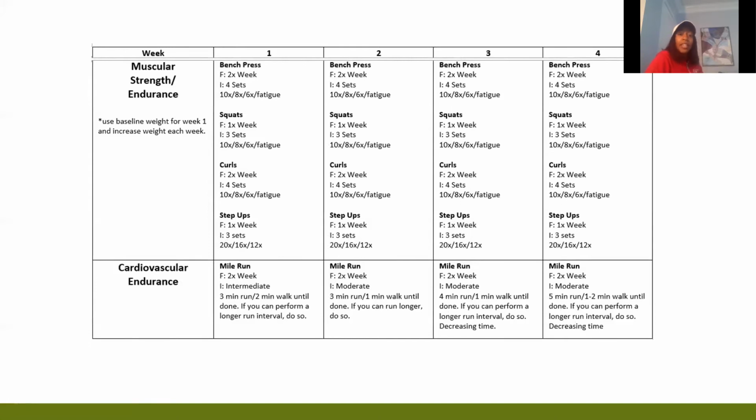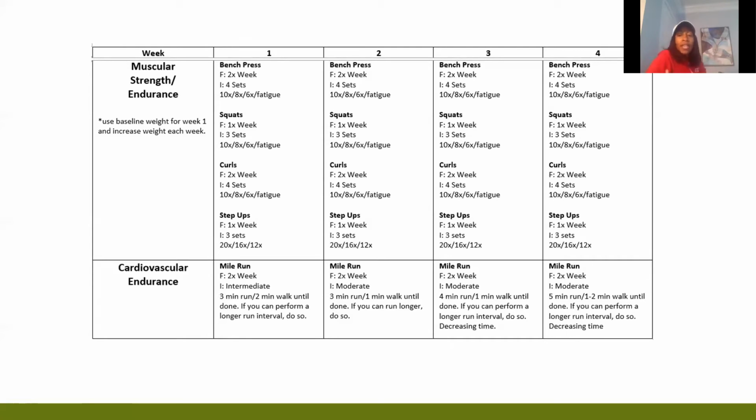You can actually increase the frequency. Some of these drop down to 1, like squats, a lower body exercise. You have to watch out because you don't want to overwork those muscles. Cardiovascular endurance. We have a mile run, which is frequency 2 times a week. We actually should increase that to 3 to 5. And of course, we increase the intensity over time.